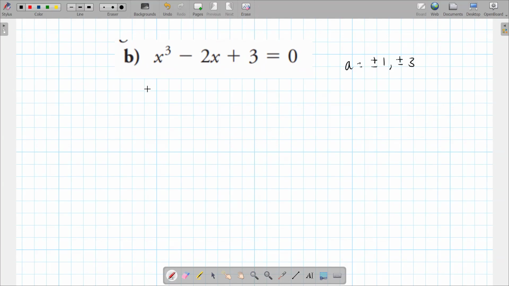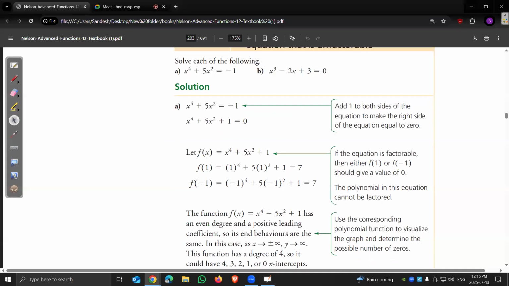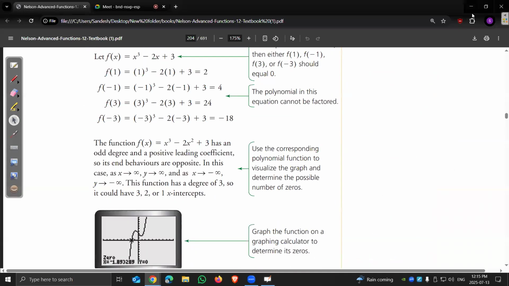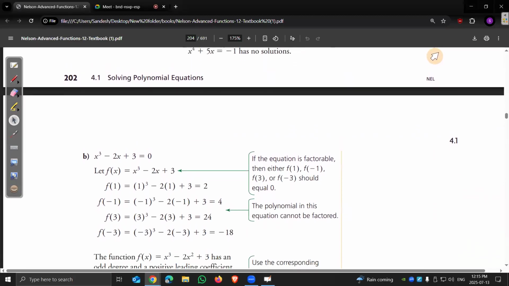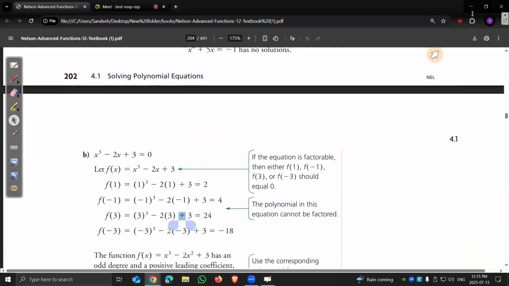Okay, let's test it. I don't think one's going to work. 1 plus 3, no, one's not going to work. What about negative 1? Negative 1 plus 2 plus 3. That doesn't work either. Let's try plus 3. So 27 minus 6 plus 3. That doesn't work either. What about minus 3? Minus 27 plus 6 plus 3. That doesn't work either. So none of these work, unless I'm missing something. Yeah, no. None of it worked.